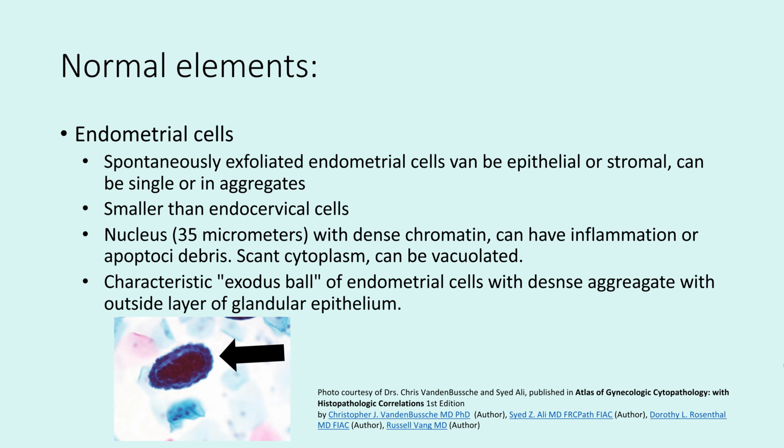Endometrial cells are spontaneously exfoliated endometrial cells, so not atypical ones, but they can be epithelial or stromal and can be single or in aggregates. They're smaller than endocervical cells. The nucleus has dense chromatin and can have inflammation or apoptotic debris. There's scant cytoplasm and it can be vacuolated. The characteristic exodus ball of endometrial cells is a dense aggregate with an outside layer of glandular epithelium.